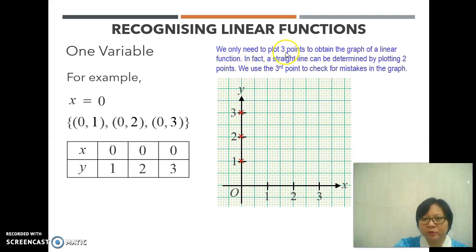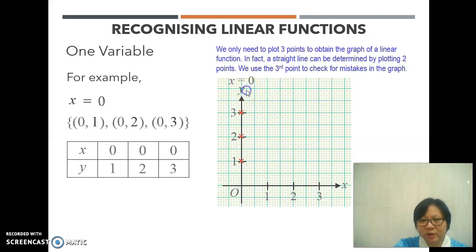We only need to plot 3 points to obtain the graph of a linear function. In fact, a straight line can be determined by plotting 2 points. We use the third point to check for mistakes in the graph, to check whether they are on the same line or not. So let's label this x equals 0. So x equals 0 is the equation for the y-axis, you can say that.